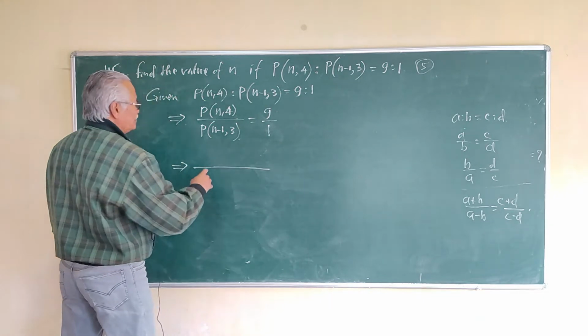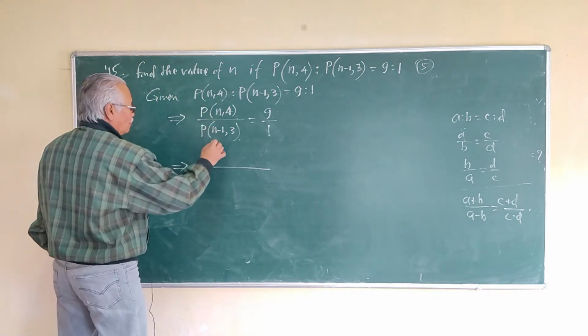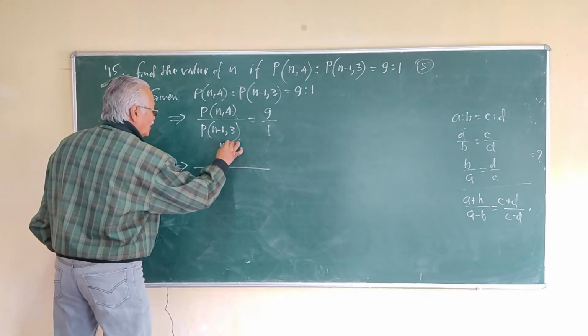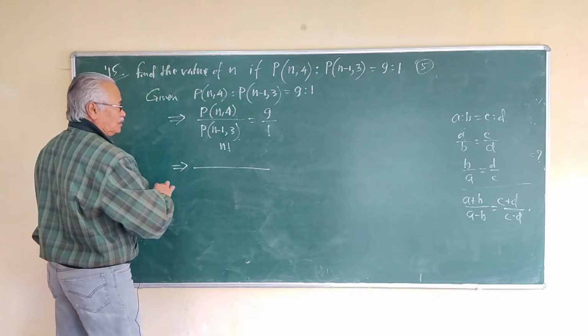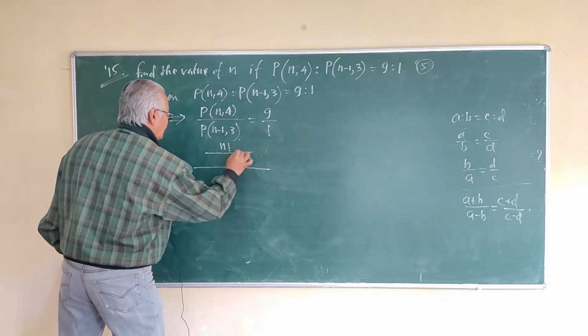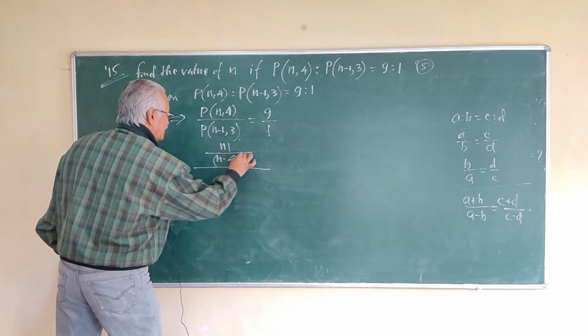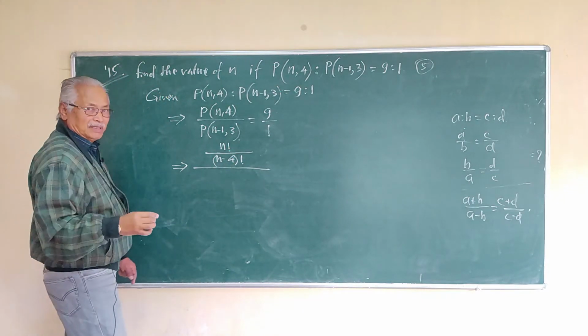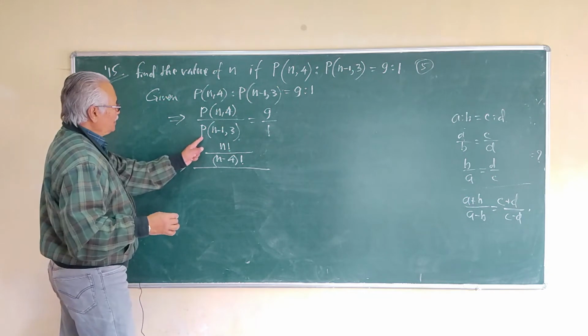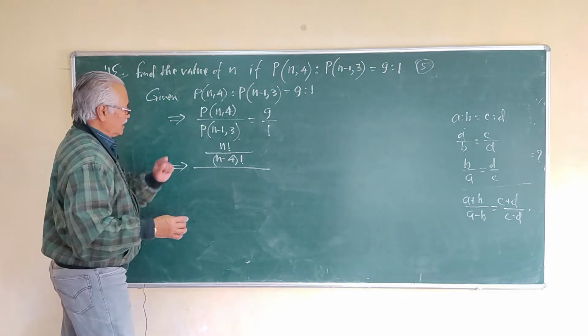Alright, we got to write it properly. P n 4 will be what? N factorial over n minus 4 factorial. Is that right? Okay. What about P n minus 1, 3?